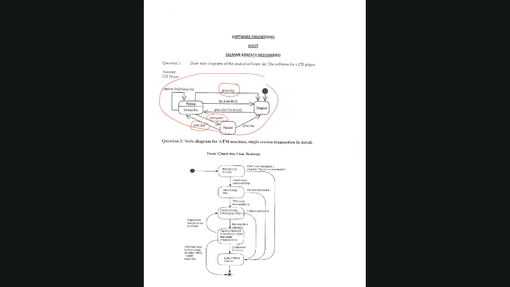Tell me, from this entire state transition diagram, is it possible for me to move from playing to stop? Please give me an answer. Yes, good. How? It is possible to move from playing to stop using what transition? What is the name of the transition? Yes, press stop. Good. Thank you. So press stop is the name of the transition which will be moving. Okay, great.